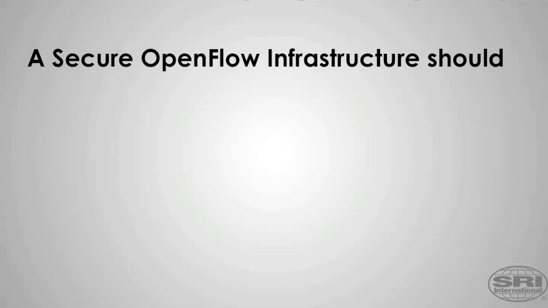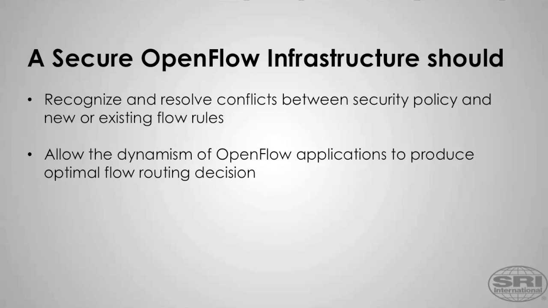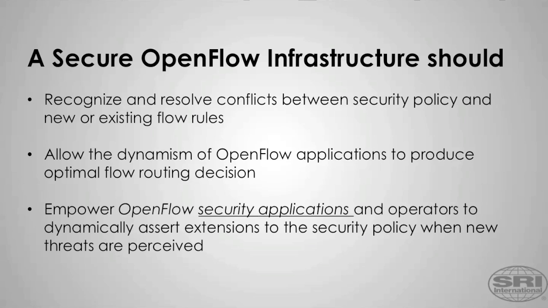So, from a security perspective, what we'd like to do is provide an OpenFlow implementation that can first and foremost be relied upon to enforce security constraints imposed by our operator. Second, we need to maintain the powerful dynamism of OpenFlow applications to produce optimal flow decisions, as long as those decisions don't conflict with the network security policy. And finally, as this is OpenFlow, it would be ideal if our solution would enable one to dynamically extend the network security policy, for example, to combat newly detected threats.